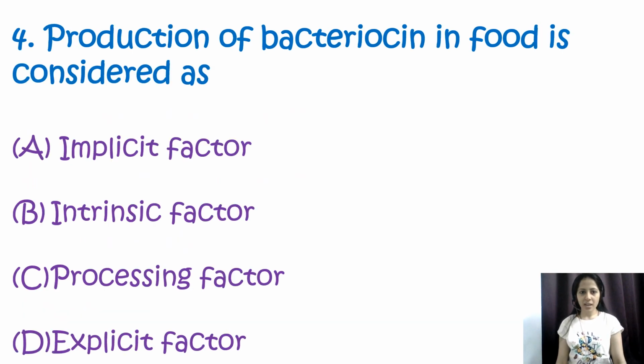Question number 4. Production of bacteriocin in food is considered as an, so options are implicit factor, intrinsic factors, processing factors or explicit factors. So over here my correct option will be B, that is intrinsic factor. Production of bacteriocin in food is considered as an intrinsic factor. Why? Because it is inherent to the food itself, and it directly affects the food's stability and its safety. That's why it is an intrinsic factor. So my correct option is B.